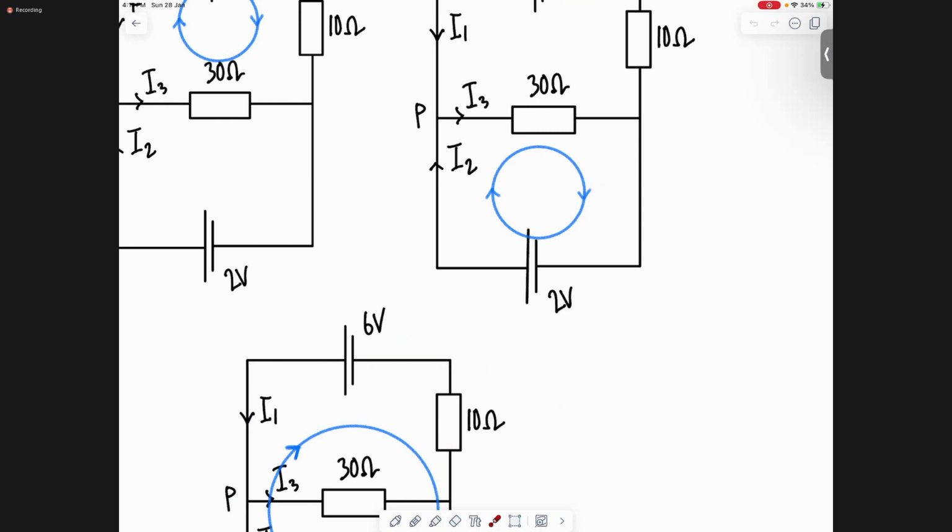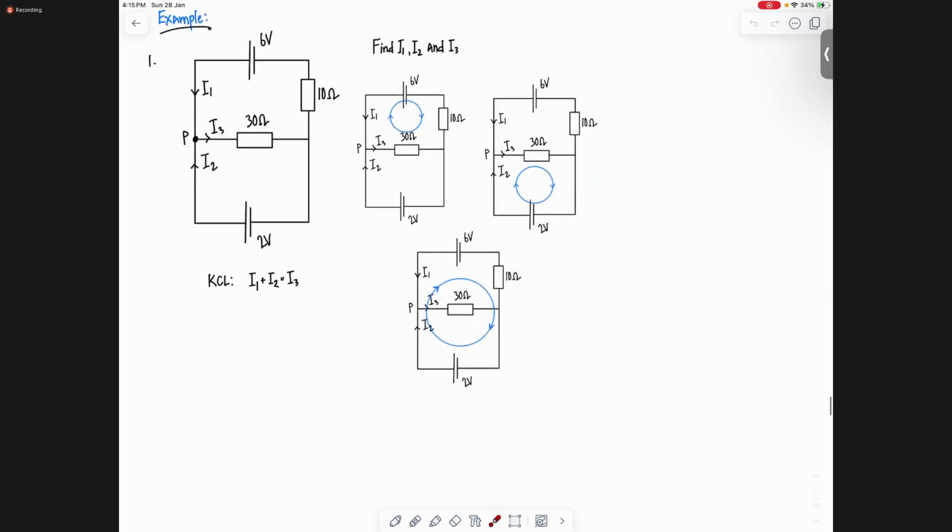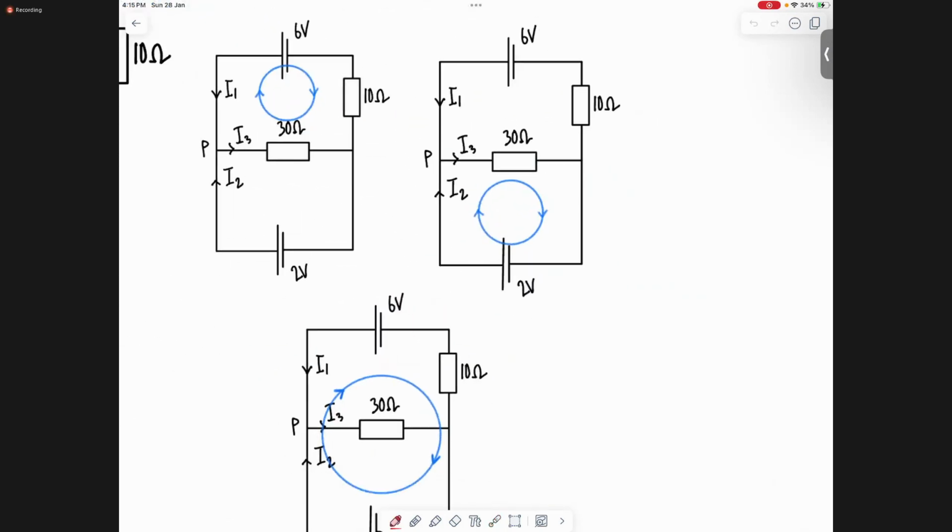Meaning there are many ways out there. Also, one advantage in Kirchhoff's law is that there's no one way of solving it. You can take different approaches out there. So let me start solving. So first of all, you have to name the loops.